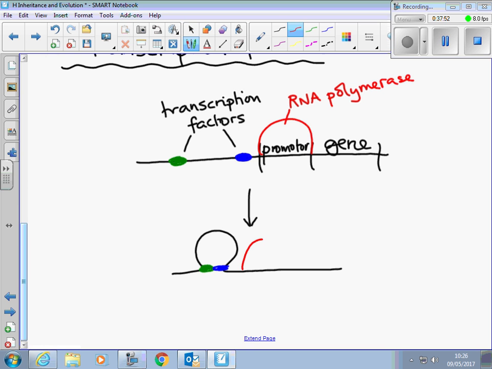And that allows the RNA polymerase to then do the transcription. So you can also then have other molecules that will stop that happening. And there are all sorts of on-off switches. There's some really good examples in bacteria, but yeah.